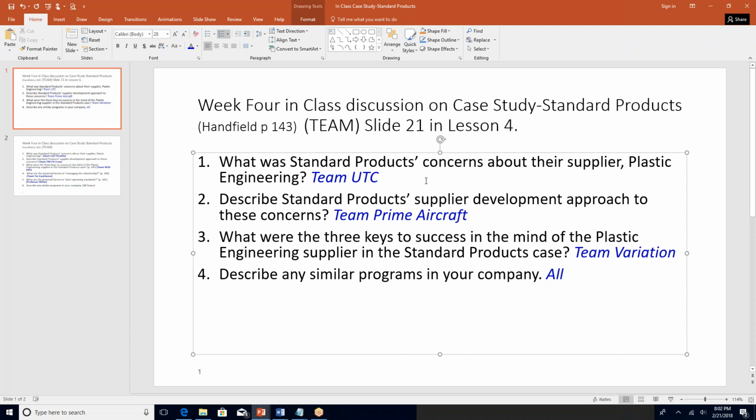Take a look at it, and then Team UTC will answer the first question in next week's class. Team Prime Aircraft will answer question number 2, and then Team Variance will answer question 3, and then we'll all talk about some similar programs. I'm only doing that because it's a really short slide package, and we really haven't had a lot of class discussion, and this will give us the opportunity to share some thoughts and ideas. Any questions on that?